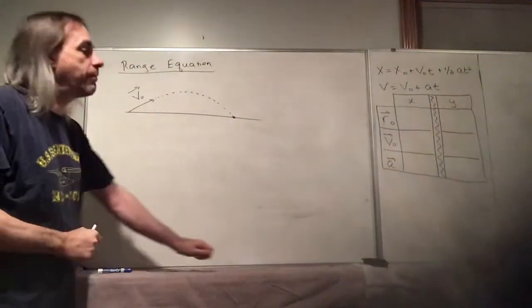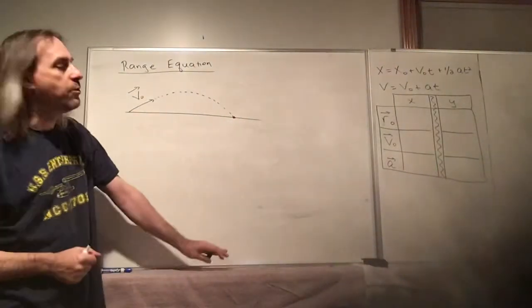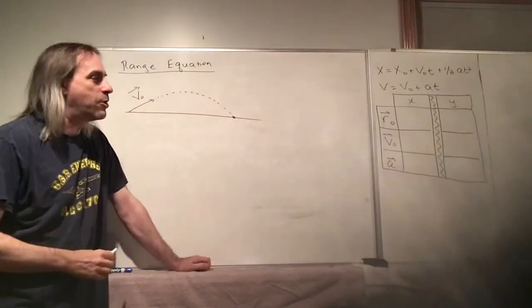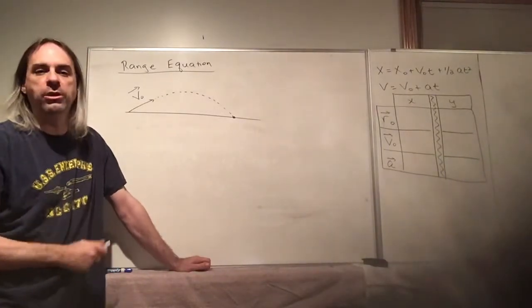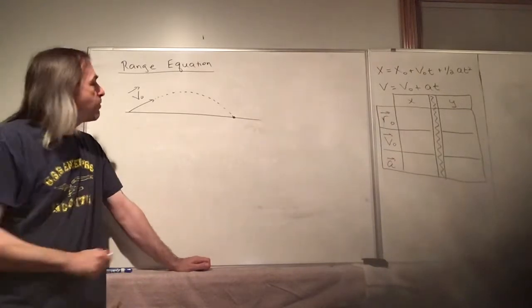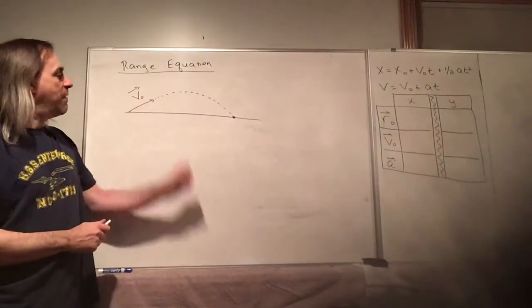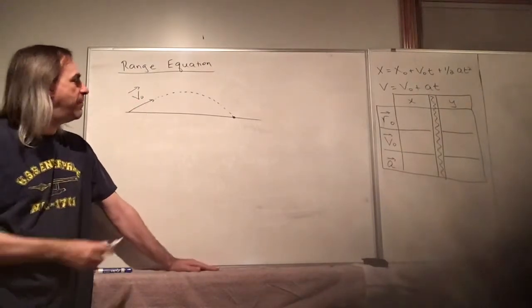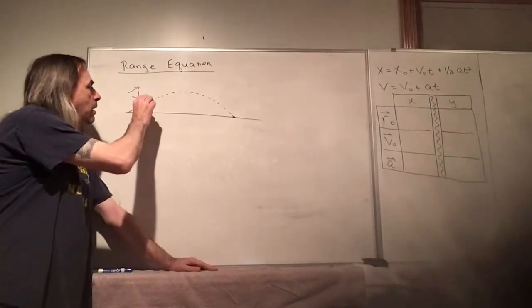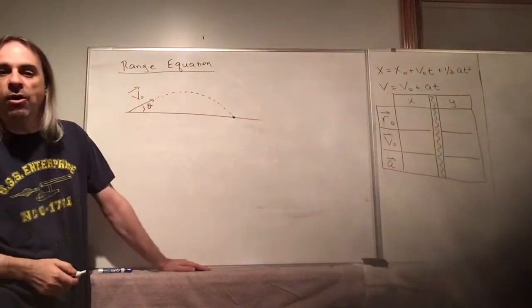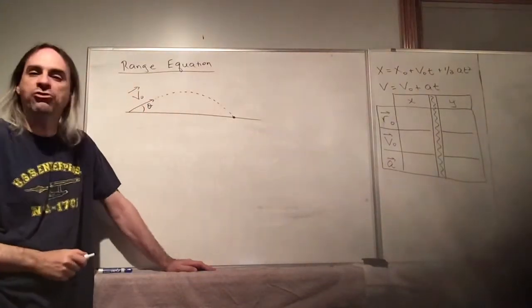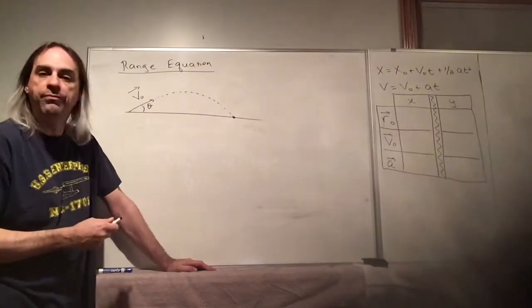Hello, class. Alright, so we're going to do another problem. We're going to derive an equation called the range equation. The problem is, we're going to fire a projectile with an initial velocity v0, say at an angle theta above the horizontal, and we want to know how far this projectile is going to go.